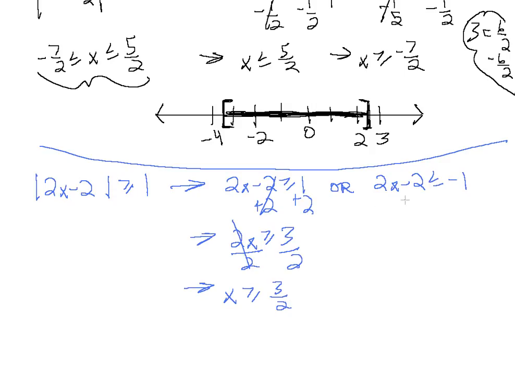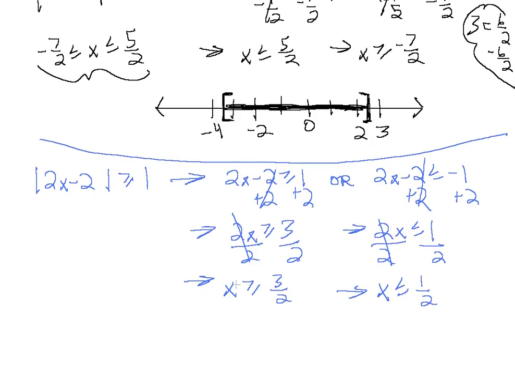All right, the next case is this one. We're going to solve by adding 2 to both sides. So we have 2x is less than or equal to minus 1 plus 2, which is a positive 1. Let's go ahead and divide both sides by 2. I'm just running through these because this is simple algebra that we already know how to do. We should be very familiar with it. So we have x is less than or equal to a positive 1/2. So we have two cases: x is greater than or equal to 3/2, or x is less than or equal to 1/2.